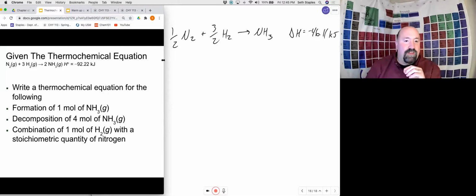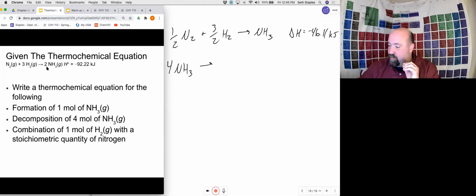And so if we look at these others, the decomposition of 4 moles of NH3. So if we want a thermochemical equation that expresses that, now we have to recognize 2 things. We're looking at the decomposition of NH3, which is the reverse of this equation. The decomposition means the breakup of NH3. Not only that, we're looking at the breakup of 4 NH3.